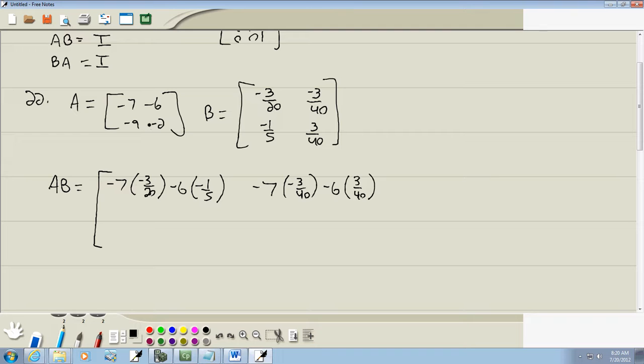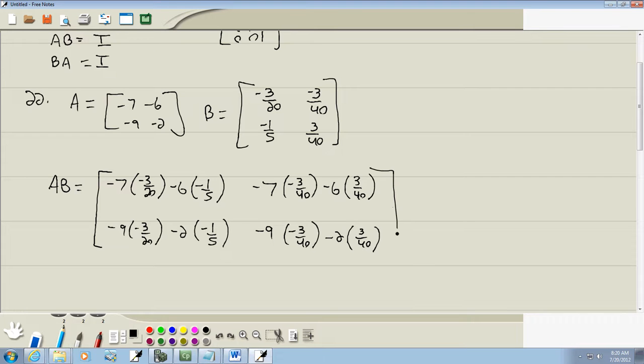Then I'll take row 2 of A times column 1 of B. So I got negative 9 times negative 3 over 20, and negative 2 times negative 1/5. And then here I'm going to have row 2 of A times column 2 of B. So negative 9 times negative 3 over 40, and negative 2 times 3 over 40.